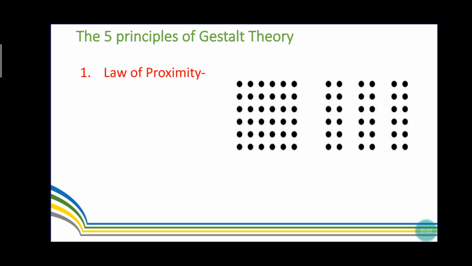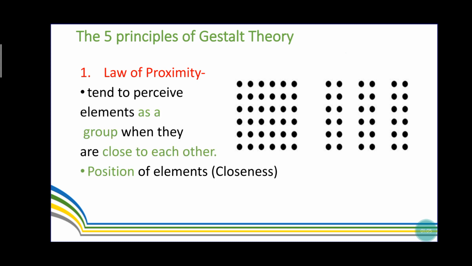First, we have the law of proximity. In this law, we tend to perceive elements as a group when they are close to each other. So the position of elements or the closeness of elements matters in this principle. The law of proximity describes how the human eye perceives connections between visual elements. It is very useful for allowing people to group ideas, concepts, and so on. And it's ideal for us to be able to recognize different clusters of items at a glance, just like the example.